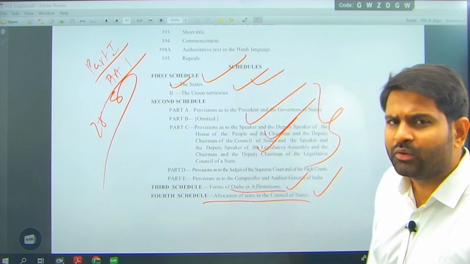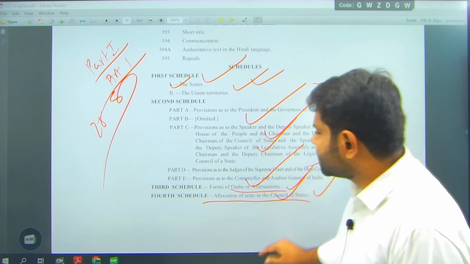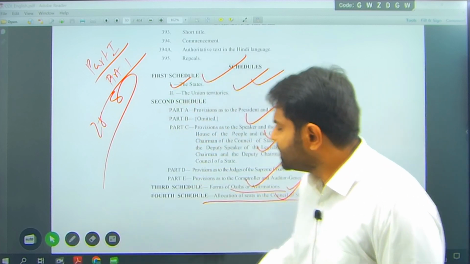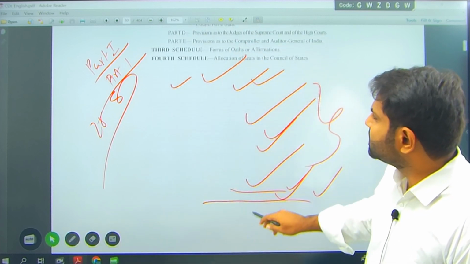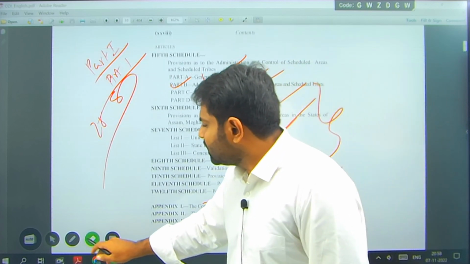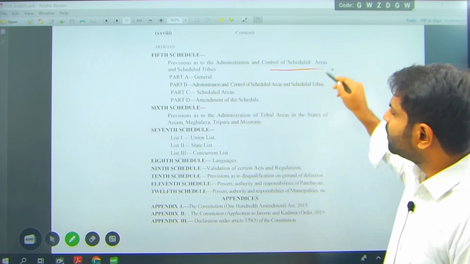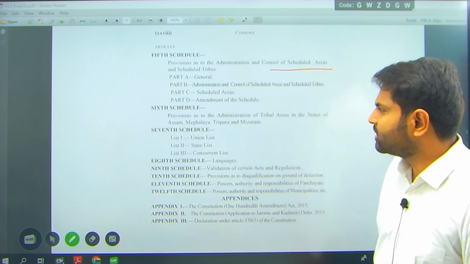Second schedule is about salaries. Third schedule is about oath and affirmation. Fourth schedule is about allocation of seats in Rajya Sabha. Which state will have how many seats in Rajya Sabha? Fifth schedule is about administration of scheduled areas, right? Administration and control of scheduled areas and tribes.